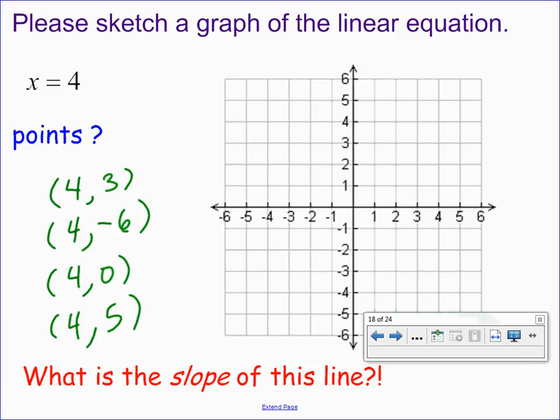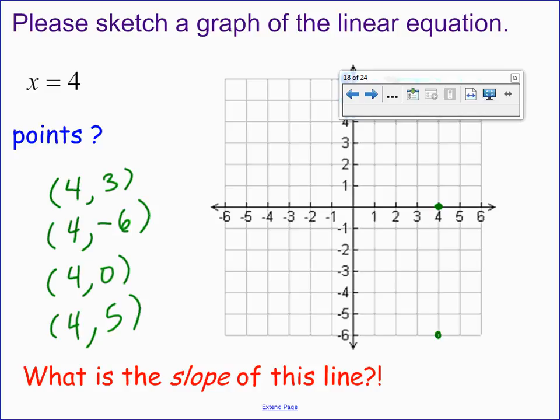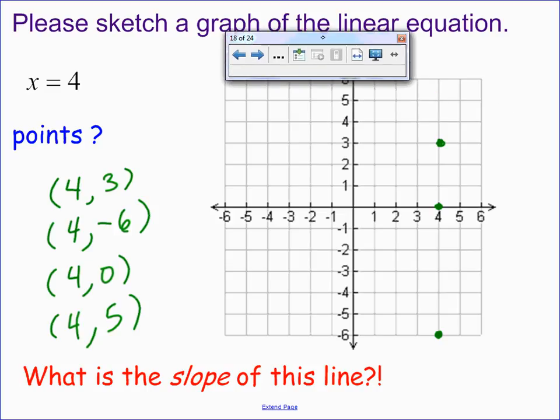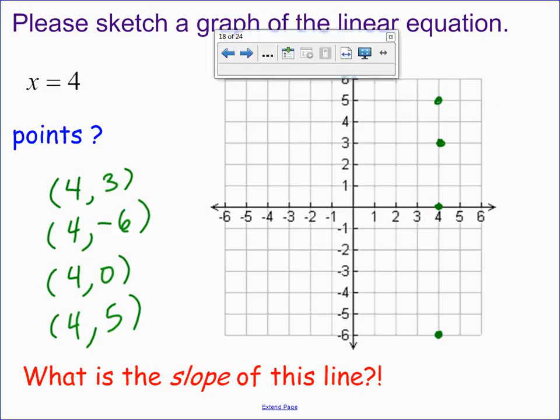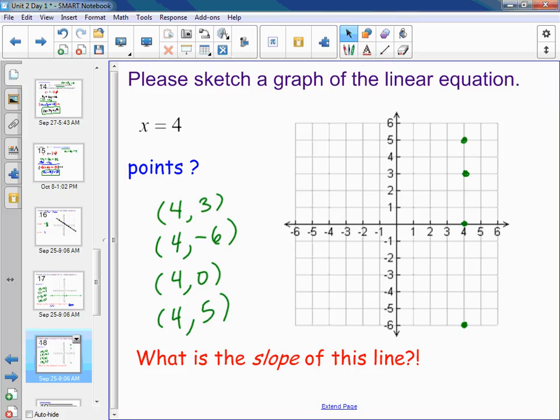We can continue listing points forever so long as the x-coordinate was always 4. The y-coordinate could be anything. It'll be on this line. So let's go ahead and plot those: 4, 3; 4, negative 6; 4, 0; 4, 5. And if we connect all these, we'd see a vertical line. So an x equals a number equation is a vertical line.